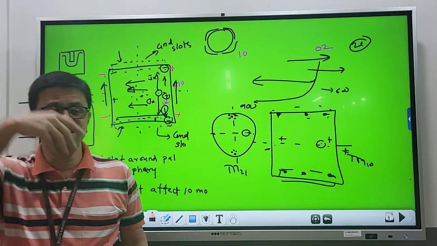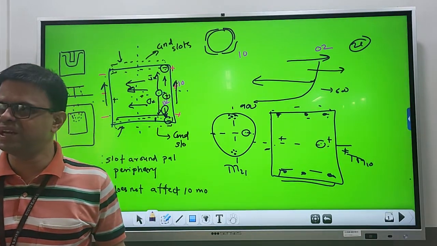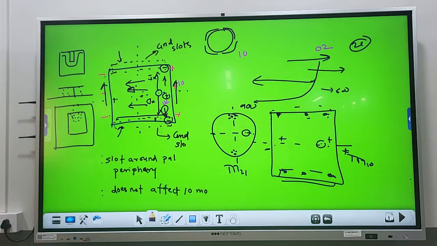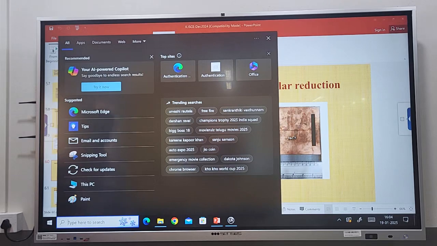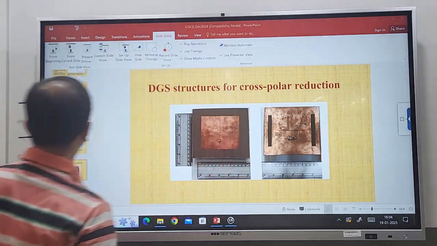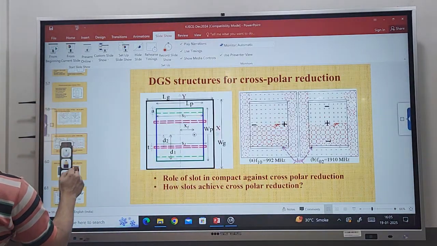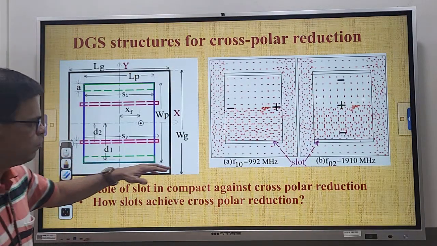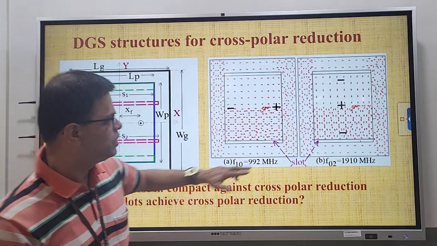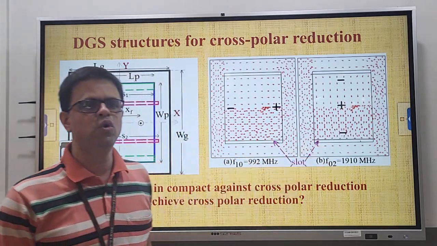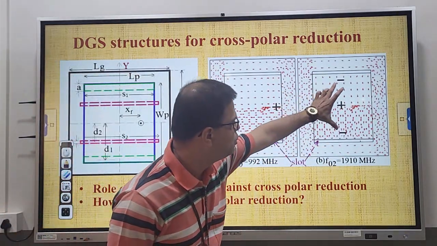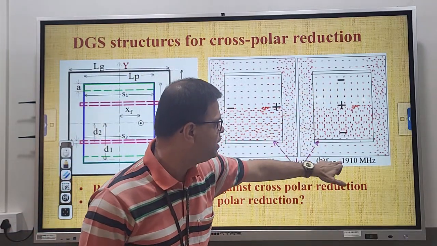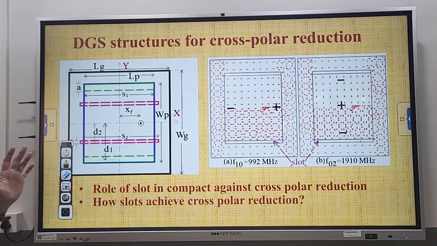The slots, in different forms and configurations, are used to realize the reduction in the cross-polar level. So I'll show you some of the configurations or pictures of what the configuration looks like when we are doing this cross-polar reduction. See this. This is the fundamental mode distribution, and these are the slots which are placed below the patch. When you put slots below the patch, the 02 mode currents are affected, their frequency is increased and you get a reduction in the cross-polar level.